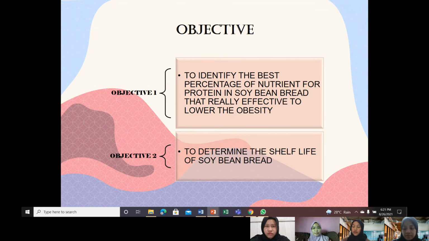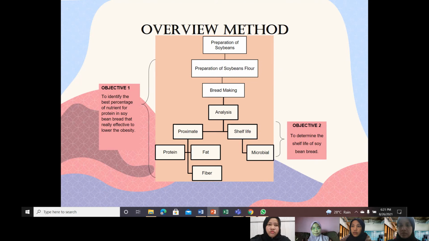For the objectives, objective one is to identify the best percentage of protein in soybean bread that is really effective to lower obesity. For this we will use 3% soybean flour in the bread, and the higher protein will be determined as a percentage. Then objective two is to determine the shelf life of soybean bread. This is important because we know it has a short shelf life, which is most prevalent. It needs the perfect temperature. Next slide.